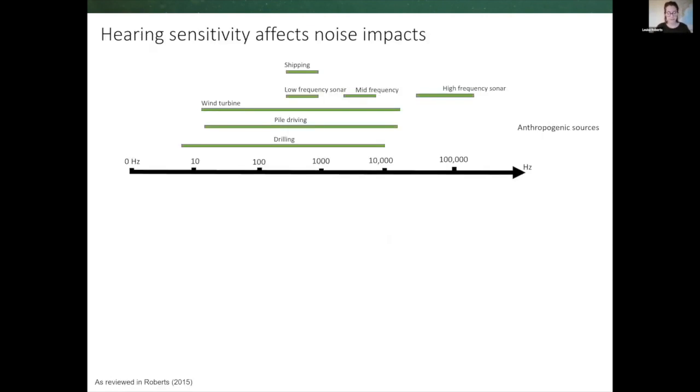So the effects of any sound or vibration depend upon the hearing abilities of an animal. And so in the diagram here, I've shown the noise ranges or frequency ranges of some common anthropogenic sources, many of these involved in the life cycle of a wind farm. On our x-axis here in black, I have a hertz scale from 0 to 100,000 hertz. And in green, the different bars are showing the frequency range of a number of different man-made sources.